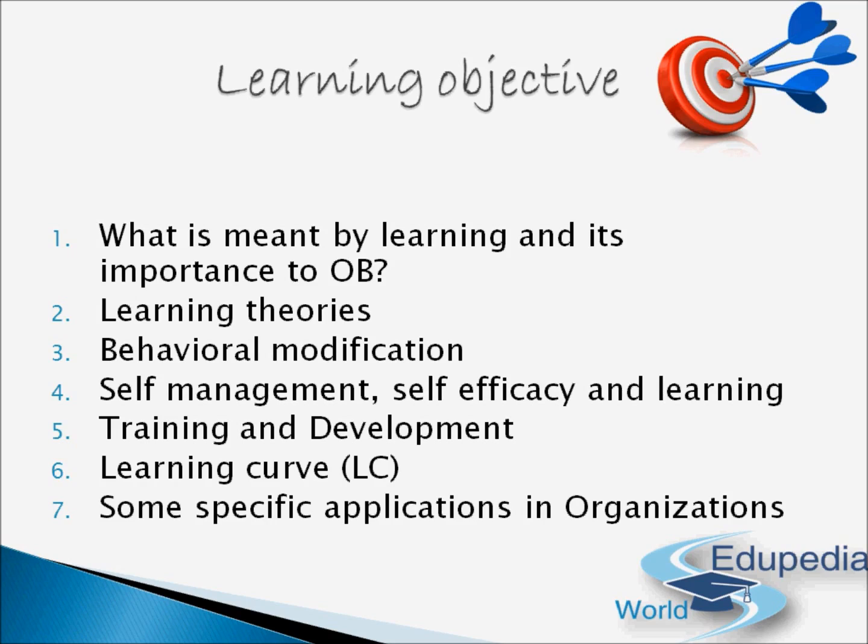We will be discussing what is meant by learning, what is learning after all, and what is its importance to organization behavior. After that, we will discuss how learning happens, or rather the learning theories. Then third is behavior modification, in which we are interested in how to change the behavior of the people, how to make learning happen in the people.